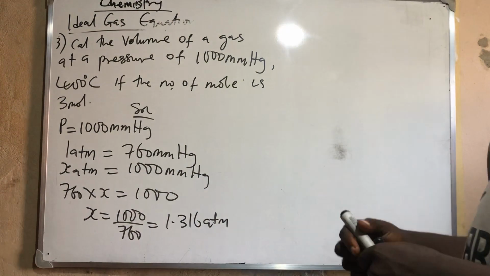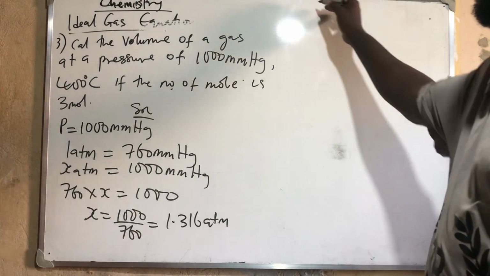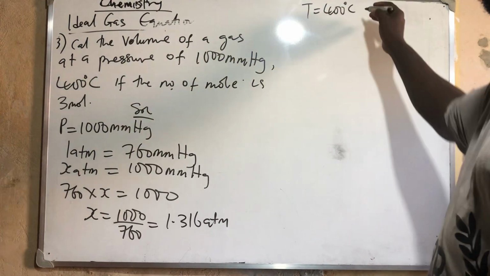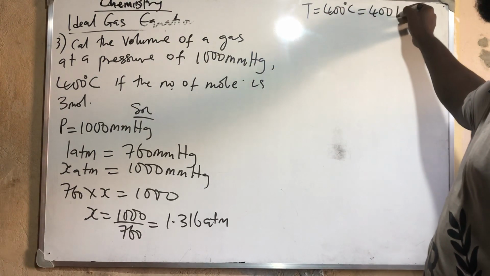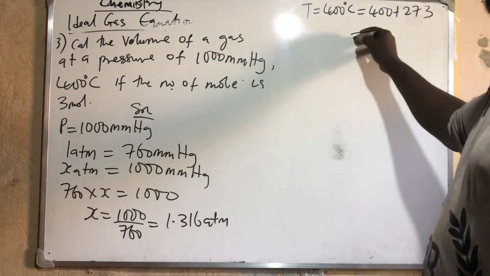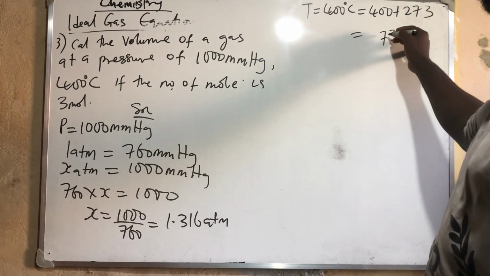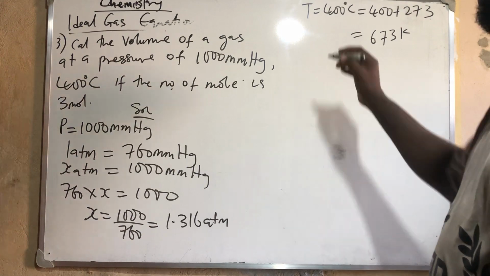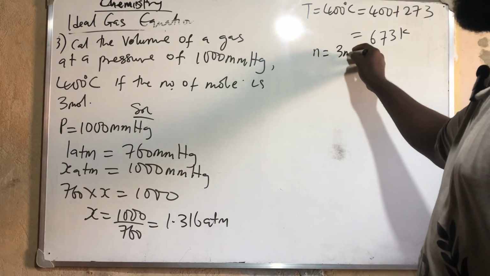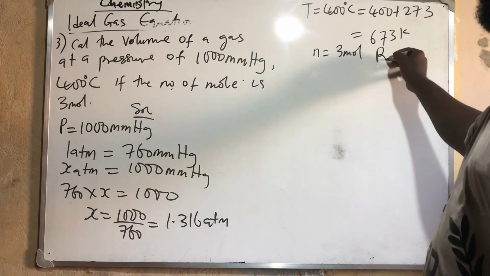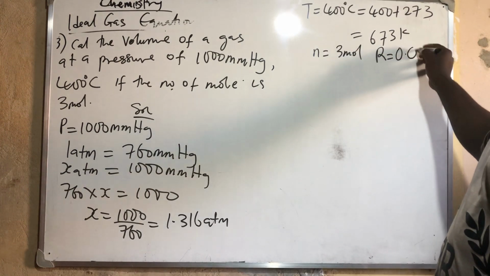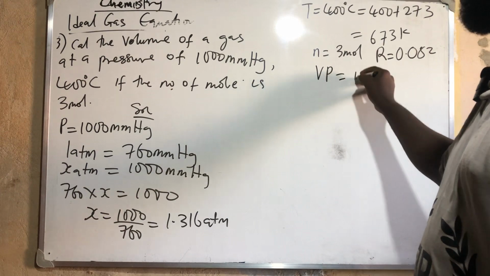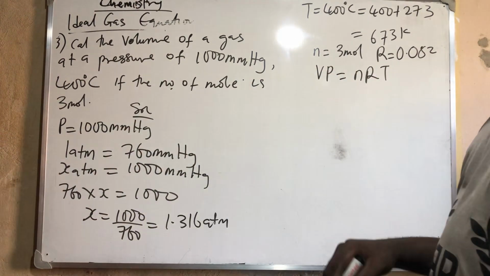The next thing they gave me is temperature in degrees Celsius. My temperature is 400 degrees Celsius, which is same as 400 plus 273, which will give you 673 Kelvin. The next thing they gave us is mole. The number of mole is 3 mole. They will not give you R, but you should know that your R is 0.082. So I know that my PV is equal to nRT.